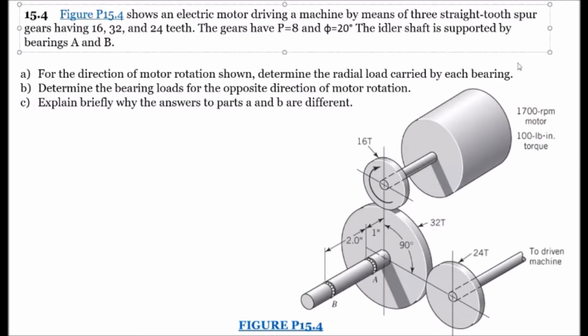So with all this information given in the problem statement and our diagram, what are they asking us to solve for? Well, they're asking us to solve for 3 different things here, A, B, and C. For A, they tell us for the direction of the motor rotation shown, so we can see which direction it's rotating here, they want us to find the radial load carried by each of these bearings. Part B, they want us to determine the bearing loads for the opposite direction of motor rotation. So if this were to rotate the other direction, then what would the loads be on A and B? And C, they want us to briefly explain why parts A and B are different with the different direction of rotation.